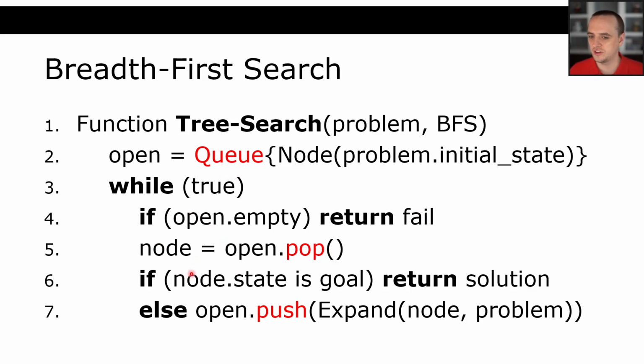If that node state is the goal, then we've reached our solution. Otherwise, we expand the node, generating its children, and push those onto the open list, okay? So that's the simple breadth-first search algorithm. We covered that in great detail in 3200.